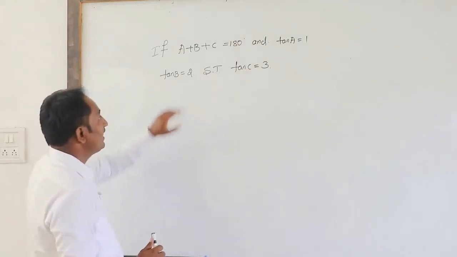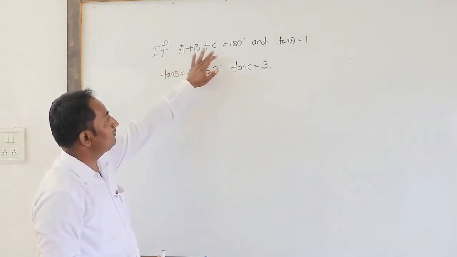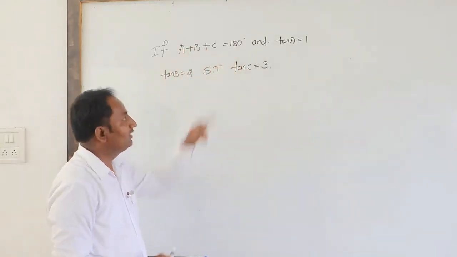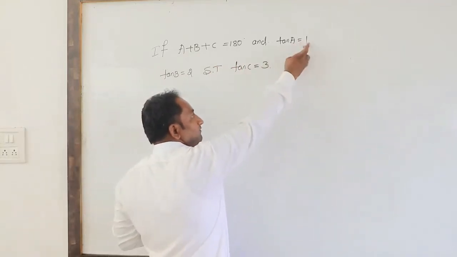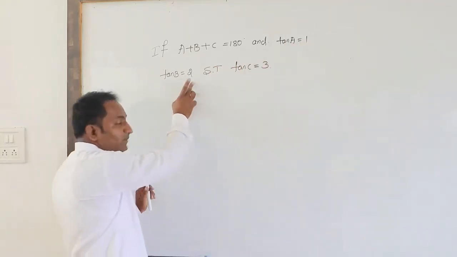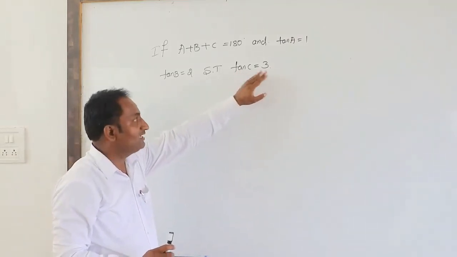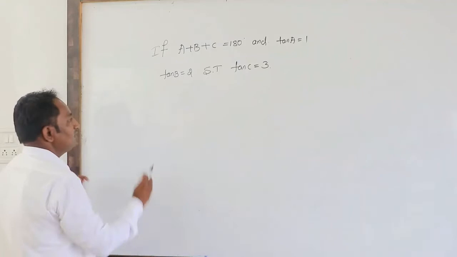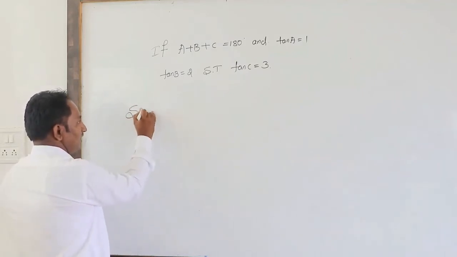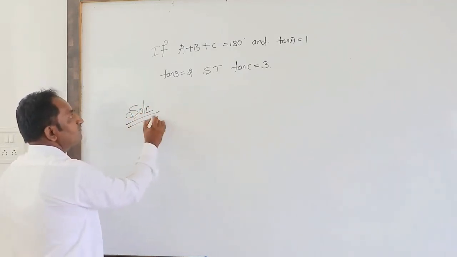First, given that a plus b plus c is equal to 180 degrees and tan a is 1, tan b is 2, then show that the value of tan c is equal to 3. Then the solution for this problem is here.